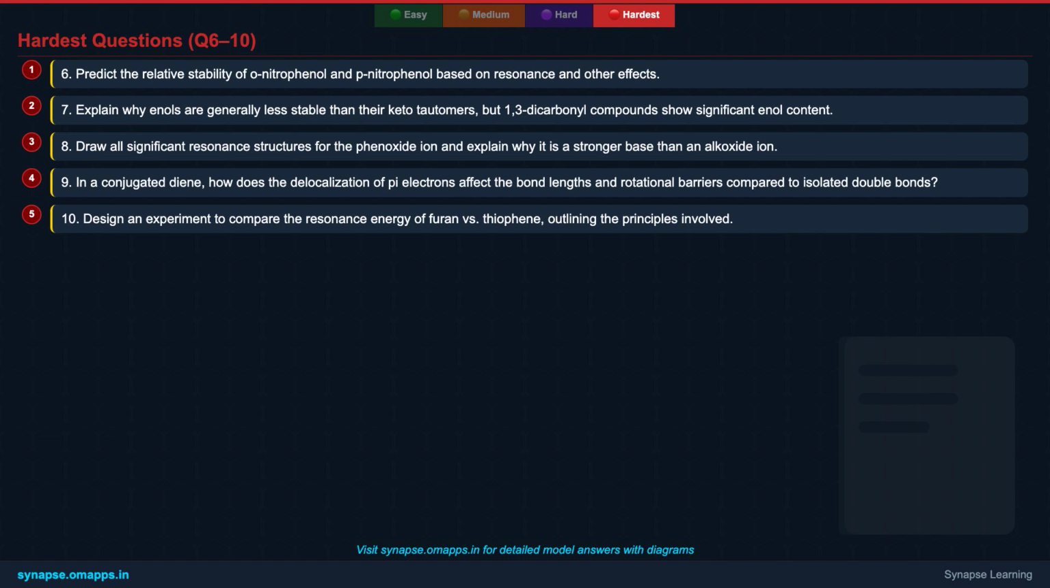Explain why enols are less stable than keto-tautomers, yet 1,3-dicarbonyl compounds show significant enol content. Draw resonance structures for the phenoxide ion and explain its weaker basicity than an alkoxide. How does pi electron delocalization affect bond lengths and rotational barriers in conjugated dienes? And lastly, design an experiment to compare the resonance energy of furan versus thiophene. These questions will truly test your mastery of resonance.